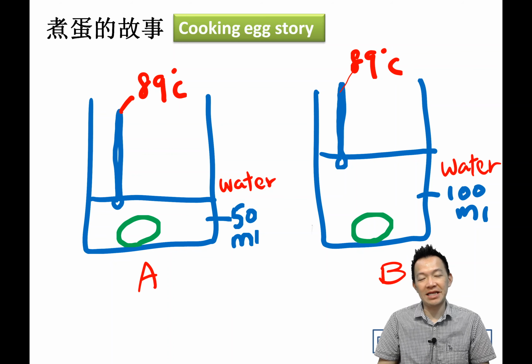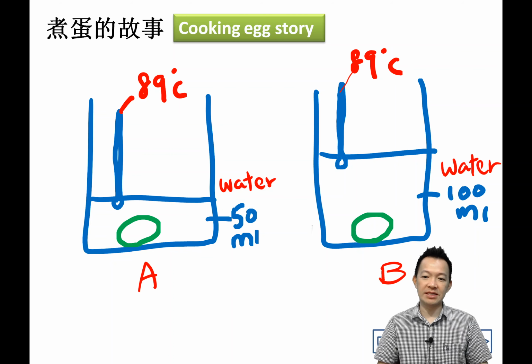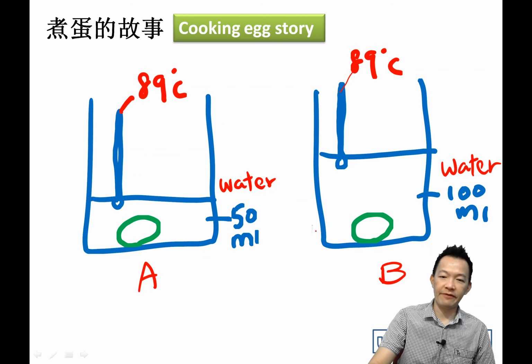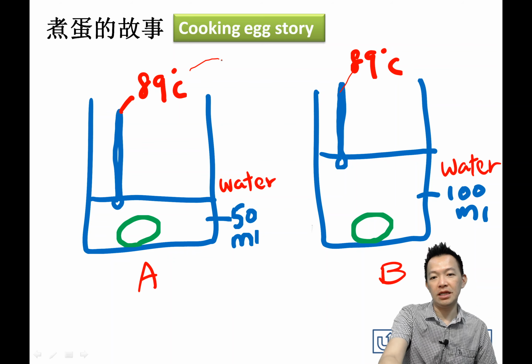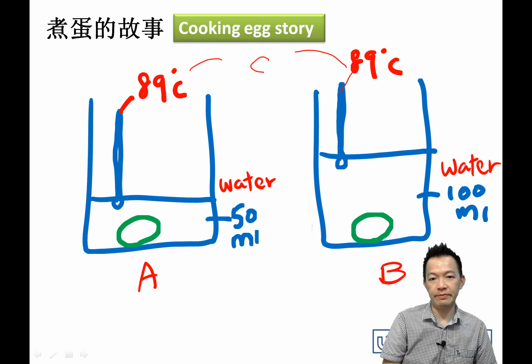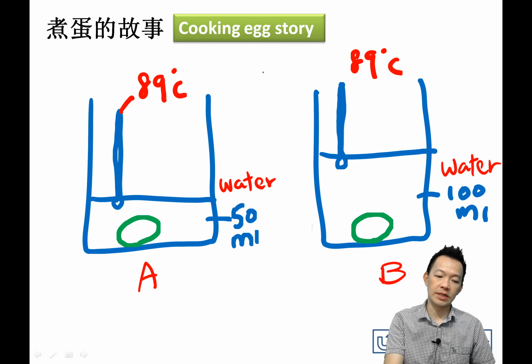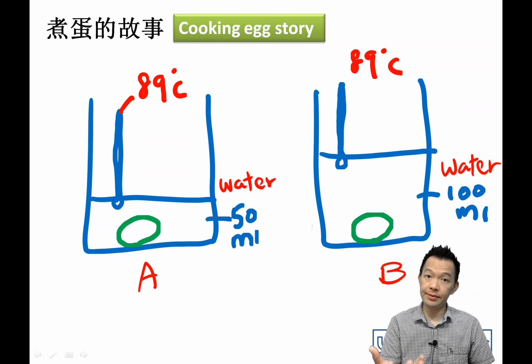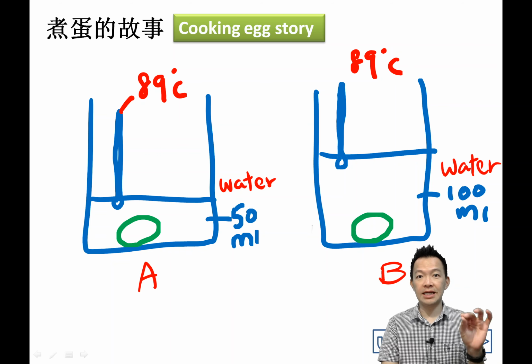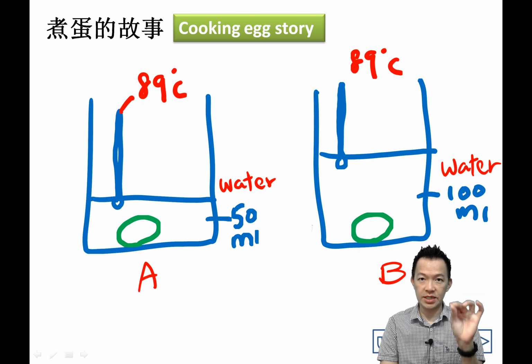I don't know why, and the scientists also cannot explain why they give the answer A. Or some students, they will give the answer C. They mean 89, 89度，他们一起熟，对不对？Quite reasonable, but still wrong answer. So 哪一粒蛋先熟呢？Don't know. Never mind. After you understand this title, you're going to know the answer.